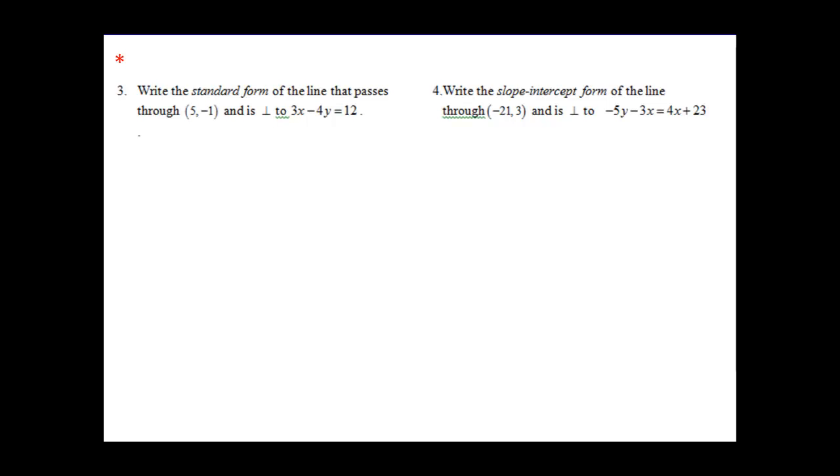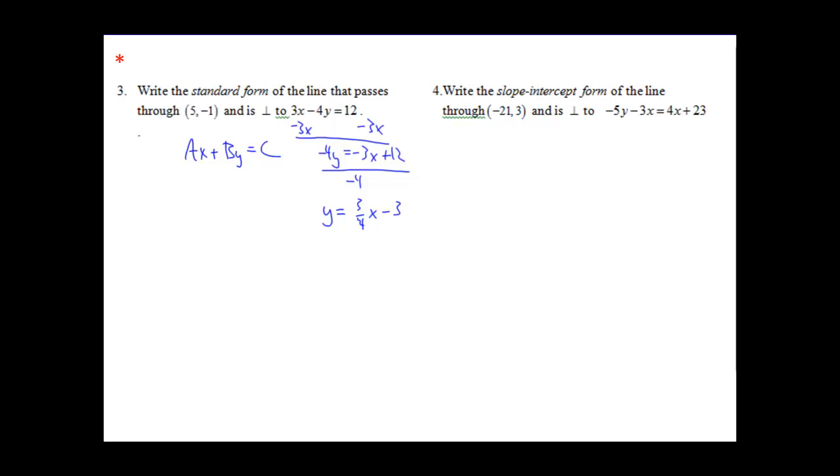Okay. So let's take 3. You can try 4. I do 3, you do 4. Standard form. As soon as you see standard form, we're thinking ax plus by equals c. That passes through the point and is perpendicular. So let's solve for 3x minus 4y equals 12. Subtract the 3x from both sides, negative 4y equals negative 3x plus 12. Divide by negative 4, y equals 3/4 x minus 3.